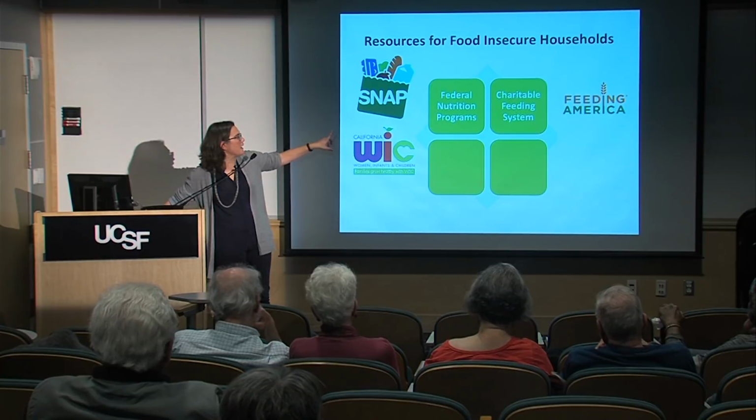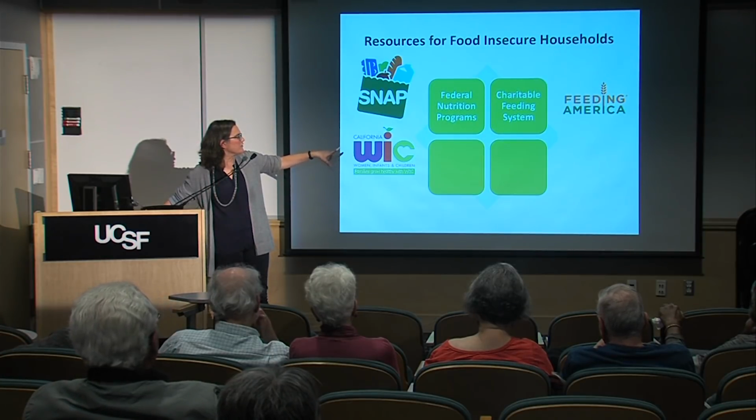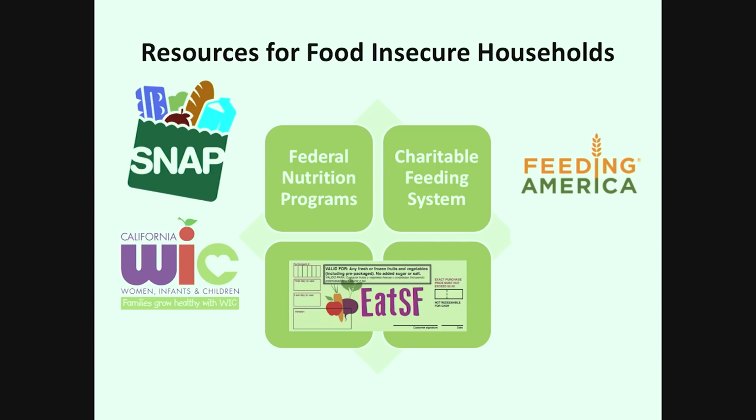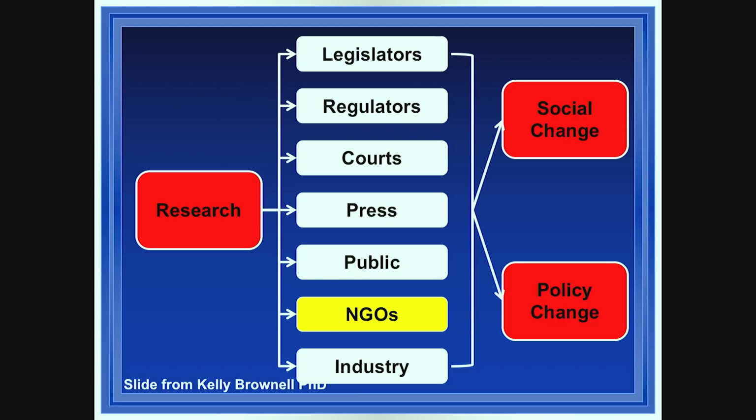We're going to talk about the charitable feeding system in my role as Feeding America, and then we're going to talk about one program that sort of spans nutrition programs in the charitable feeding system, or at least spans the public-private world, and that's EatSF. So we're going to start by talking about how we can use our research to influence NGOs or non-government organizations, often community-based organizations in the U.S., to create social change and policy change.